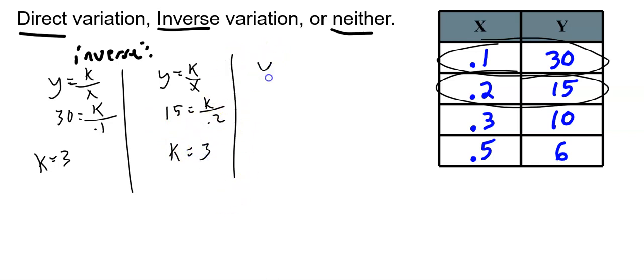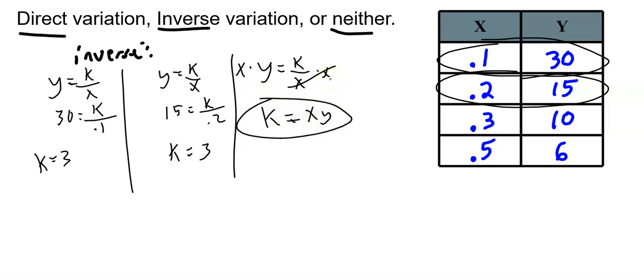One thing you might want to consider doing is you can actually just solve this generic equation for k by multiplying by x on both sides. You get k equals xy. So that's always going to be true if it's inverse variation. So if you just multiply, 0.1 times 30 is 3. 0.2 times 15 is 3. 0.3 times 10 is 3. 0.5 times 6, half of 6 is 3. So yes, it is inverse.